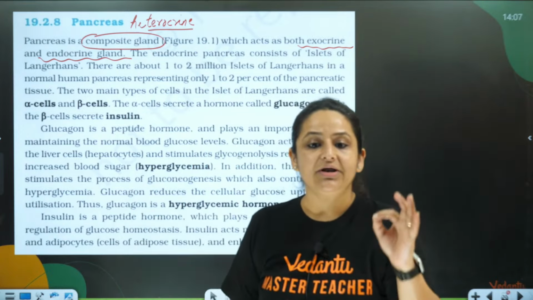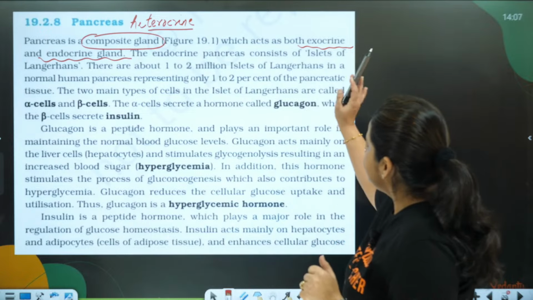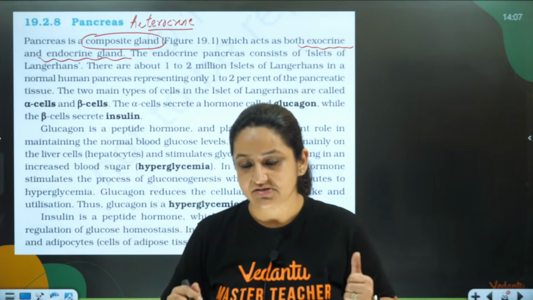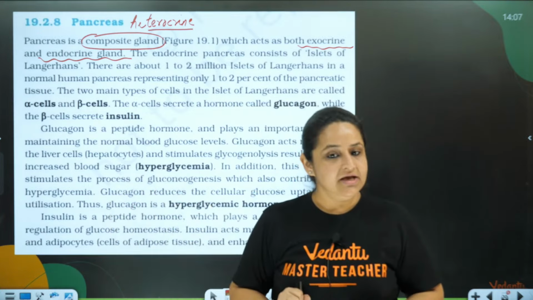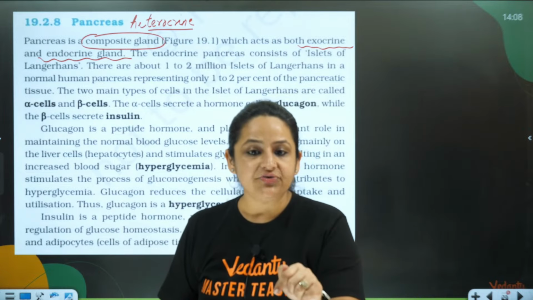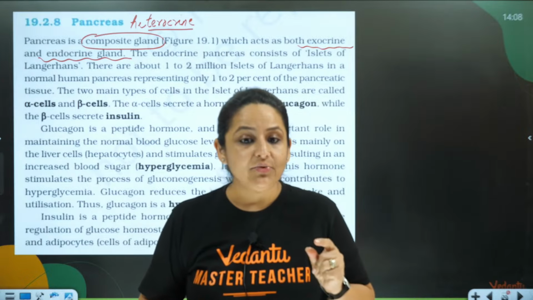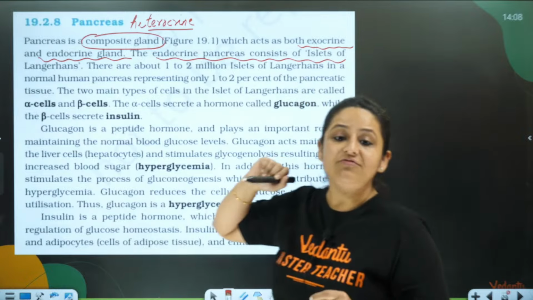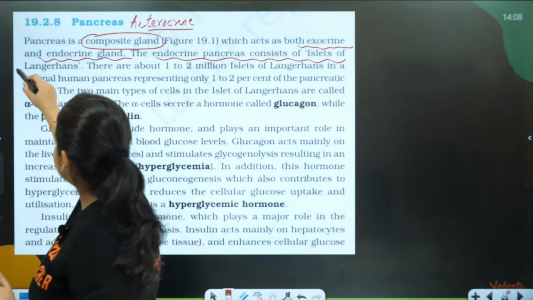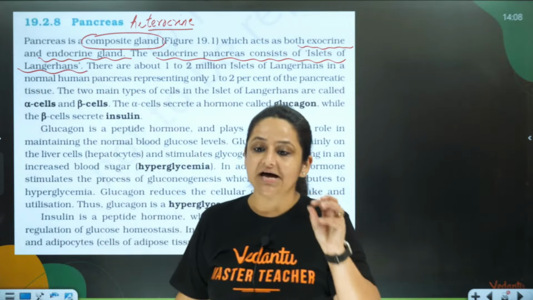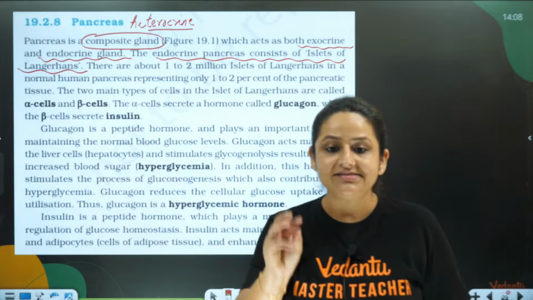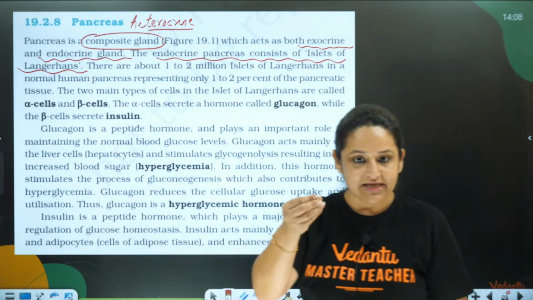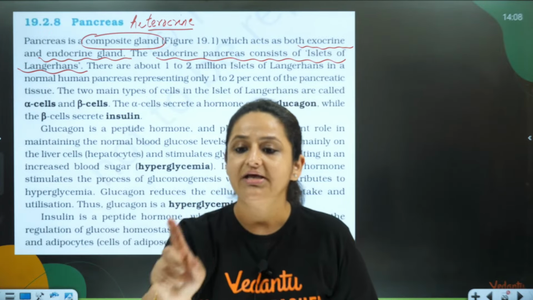The exocrine function is basically the releasing of digestive enzymes and digestive secretions, which help in the digestion of food. Here in this chapter, we are going to concentrate on the endocrine function. The endocrine pancreas consists of islets of Langerhans. Islets of Langerhans are structures present inside the pancreas, a collection of cells, and certain cells in this collection are going to release the hormones.